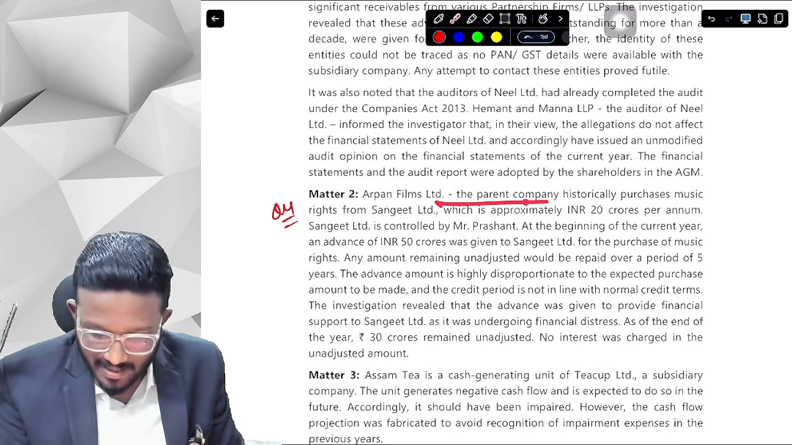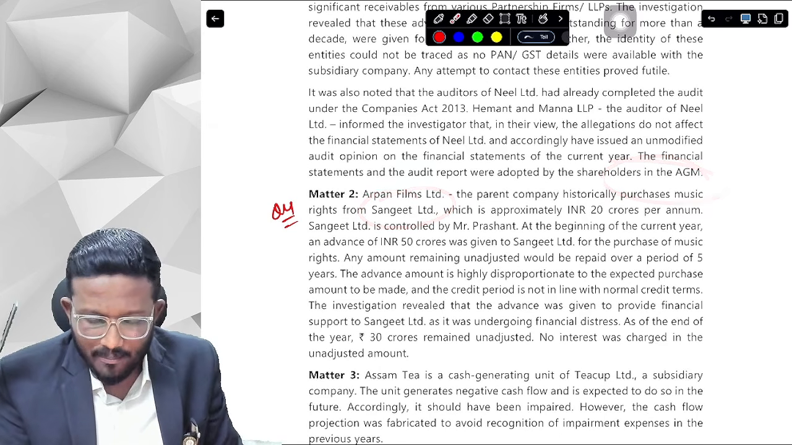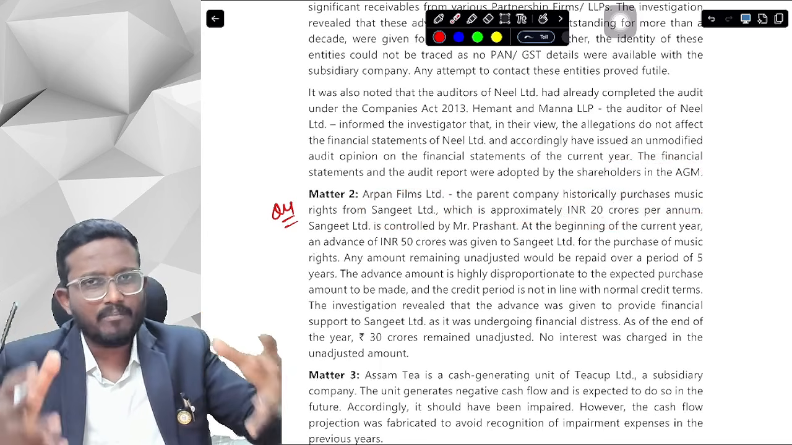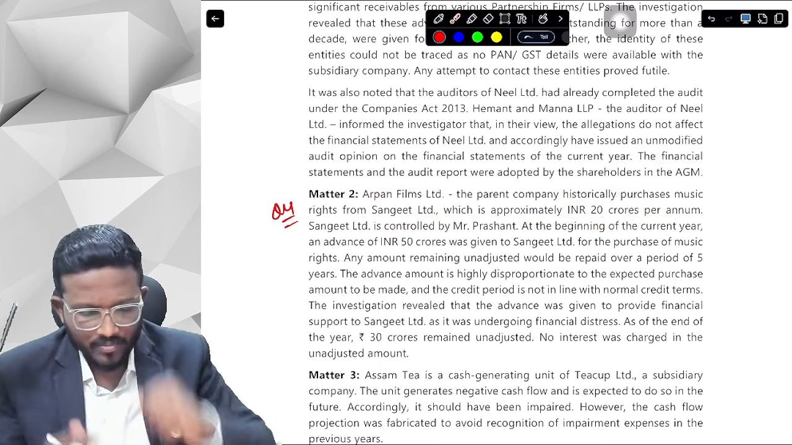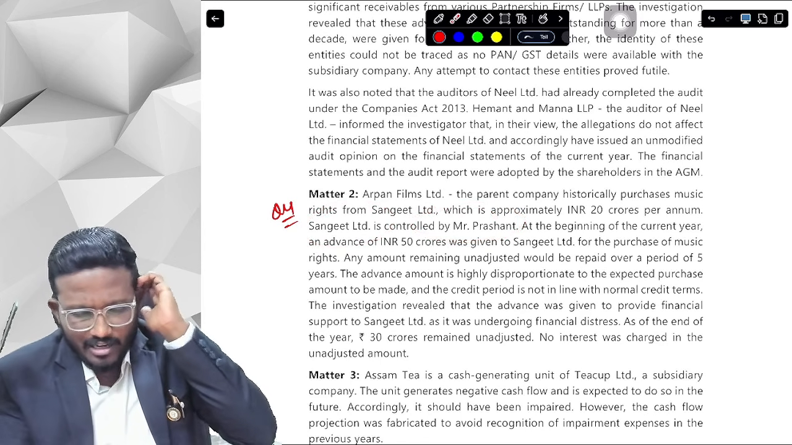Here it is saying there is a parent company which purchases music rights from Sangeet Limited for approximately 20 crores per annum. I know that for 20 crores per annum, I purchase music rights from my subsidiary. Now, Sangeet Limited is controlled by Mr. Prashant, who is related to Urban Films Limited.